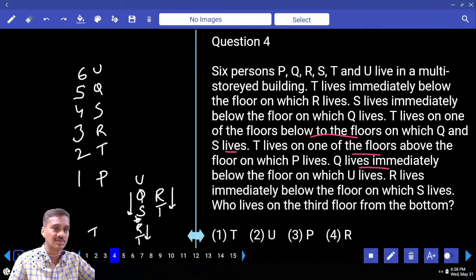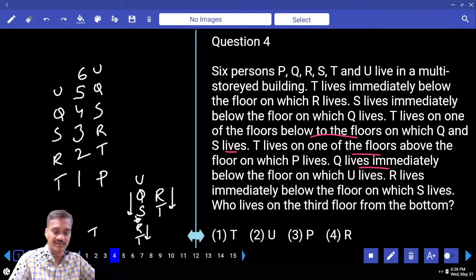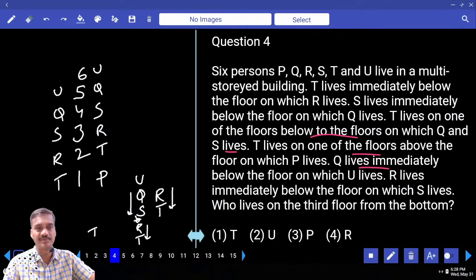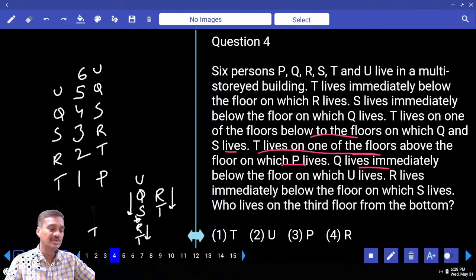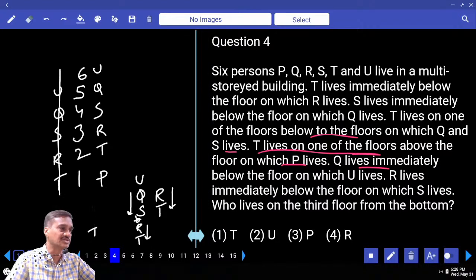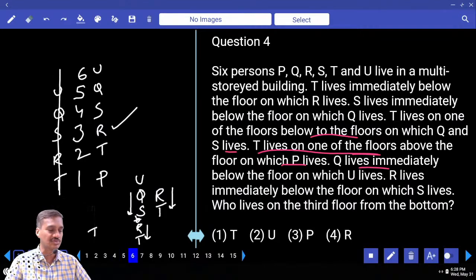This is possible. Now in the second case, if you take U, Q, S, R, T, then what about this P? P must be on the top. But T lives on one of the floors above which P lives. T is above P, and this case is ruled out. Hence, who is third from the bottom? R. R is the given choice for question number 4.